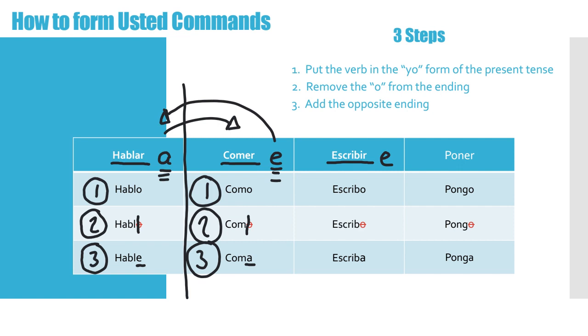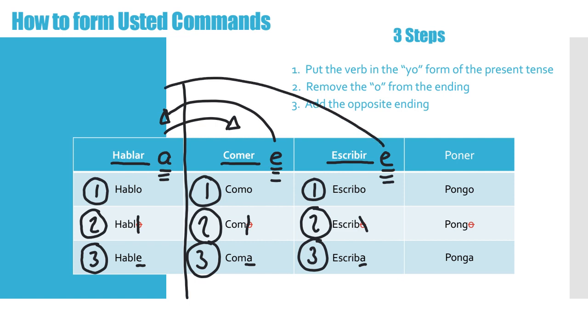Escribir, we go to the yo form of the present tense. We end up with escribo. We get rid of the O for our second step. And then the third step is we add our opposite ending A, because remember, we usually put an E on the end, but instead we're going to do the opposite and put an A on the end. So we end up with escriba.